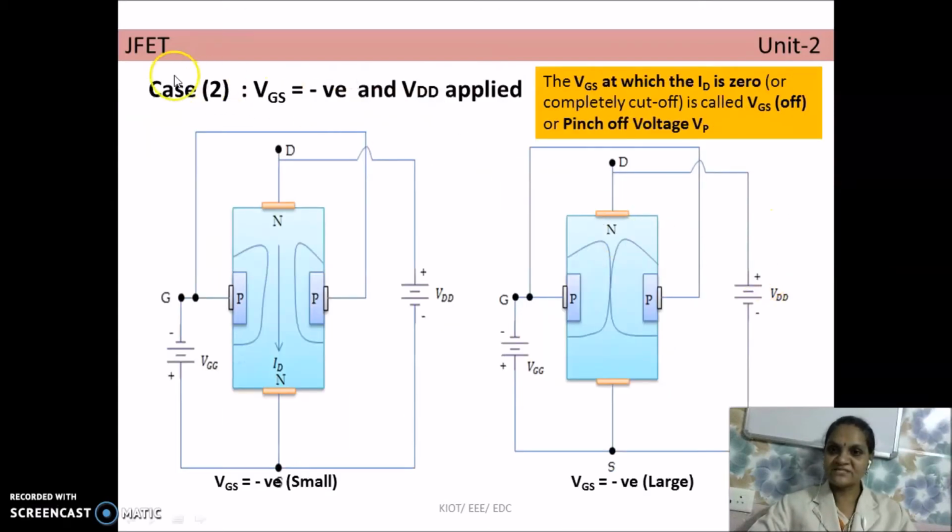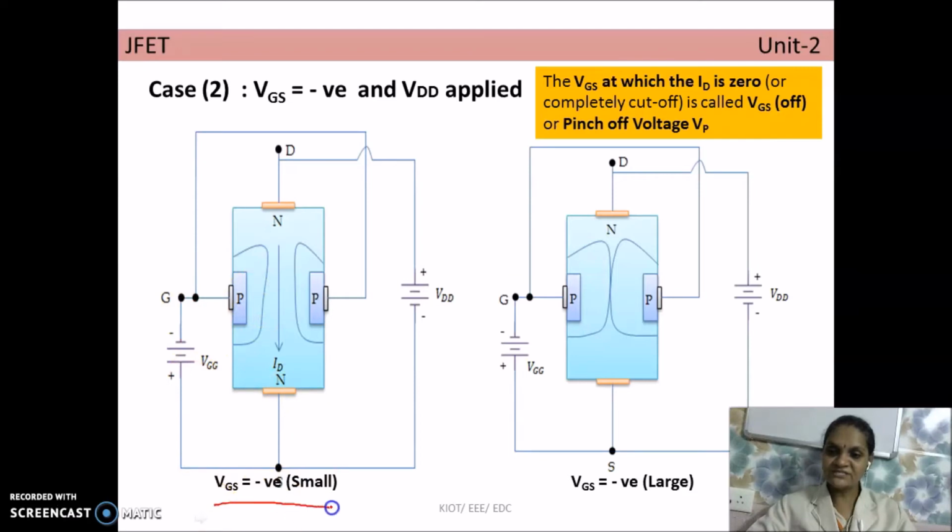Now the next case: if VGS is negative and VDD is applied. Now we are applying the VGS value also, so let us see what happens. I told you VGS is always negative with respect to VDD. Here the P-type semiconductor is connected to the negative terminal and the N-type to the positive terminal. As a result this is in reverse bias. So this is also reverse bias.